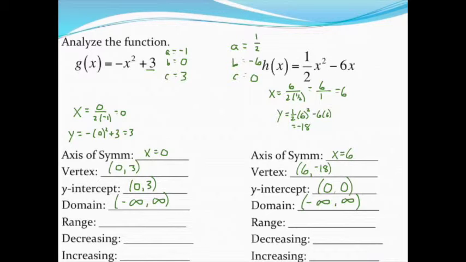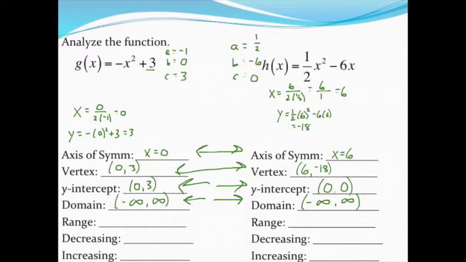So there's the first part of my problem. You'll see I found the y-intercept just by using the C value. Again, my domain was just negative infinity to positive infinity, and you saw my work pop up for how I found the axis of symmetry to find the x value, and then plugged in the x value to find the y to finish writing my vertex.